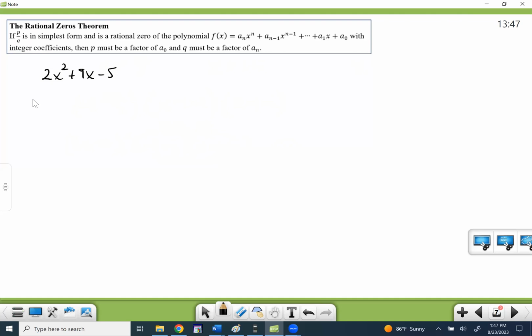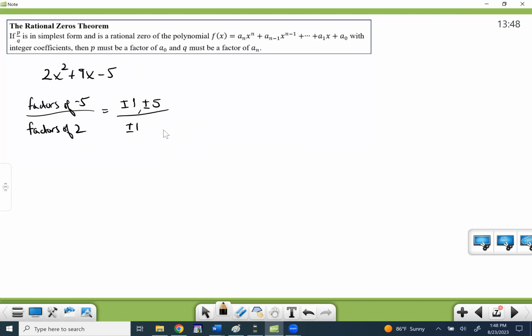So we're going to look for factors of -5. Factors of -5, well, 1 and 5 are the only factors. Sorry, guys, the board's glitching. There we go. And then the front number is 2. The only factors of 2 are 1 and 2.